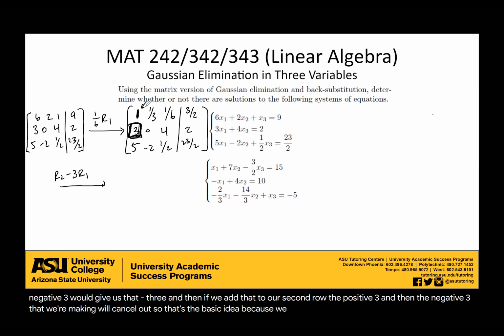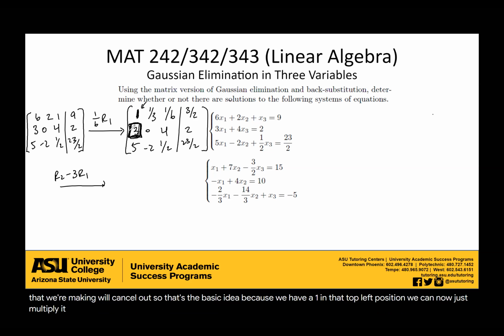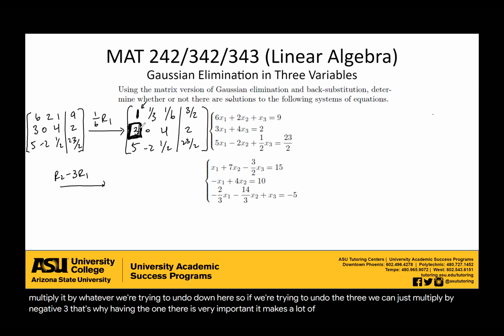Because we have a 1 in that top left position, we can now just multiply it by whatever we're trying to undo down here. So if we're trying to undo the 3, we can just multiply by negative 3. That's why having the 1 there is very important. It makes a lot of the math later on a lot easier.